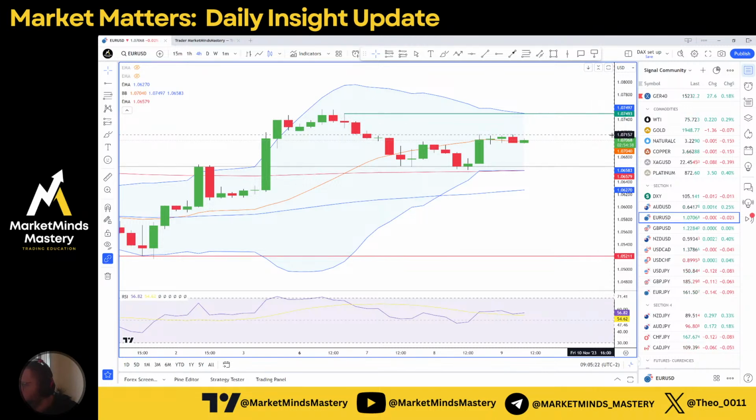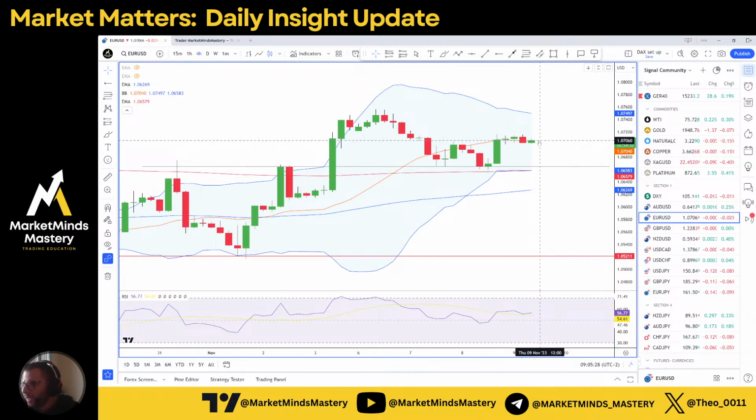With MarketMinds Mastery here at 1.0749, or the next support can be found on this inside 4 hour resistance. That is broken and it can act as support, of course.